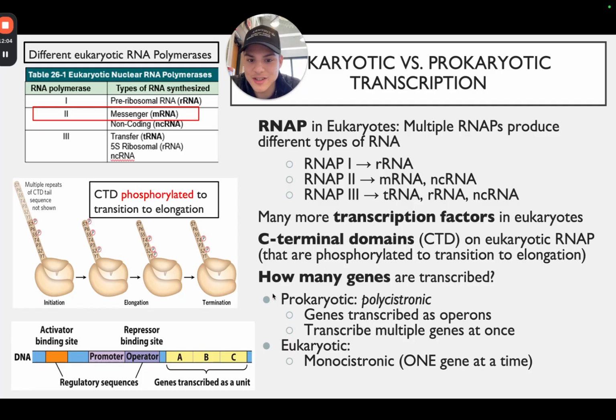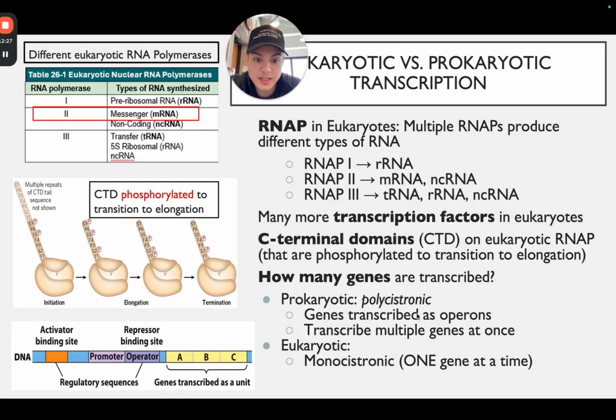And so how many genes are transcribed in prokaryotes? I want to bring up this concept of polycistronic, which just means that genes are transcribed as operons, meaning that you only need one promoter, and when you have one promoter, it transcribes multiple genes. Whereas monocistronic means that if we have one promoter, it only transcribes one gene.